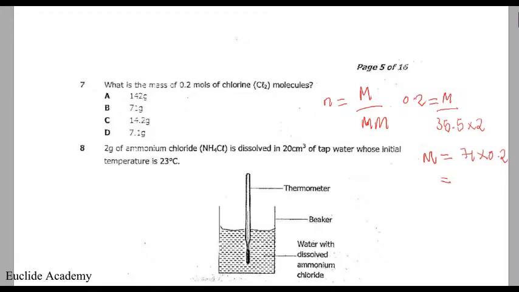So it's 71 multiplied by 0.2. What do we get as the mass? So times 0.2, we get 14.2 grams. So our answer here is C.